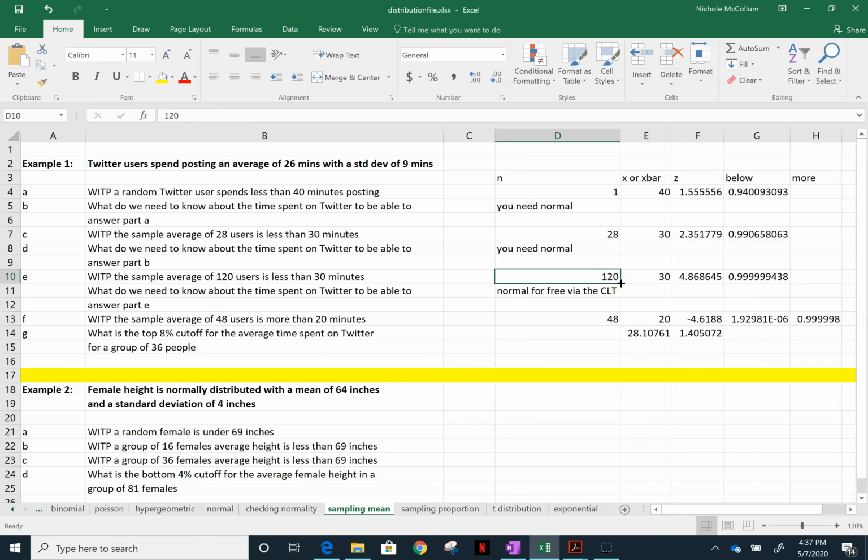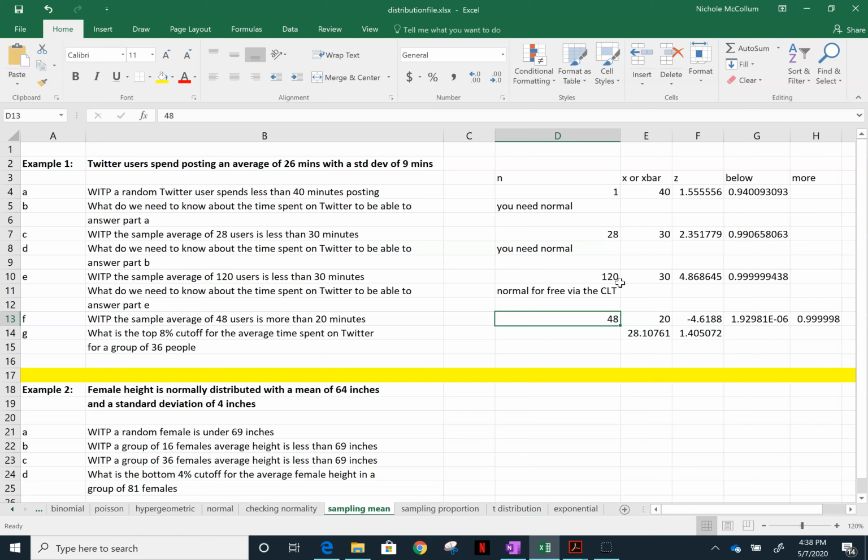So when I see a group of 120 users, I want to know their average and their chances of them averaging less than 30. Almost guaranteed. All right, next question, part F. Part F. The probability that the sample average of 48 users is more than 20 minutes.